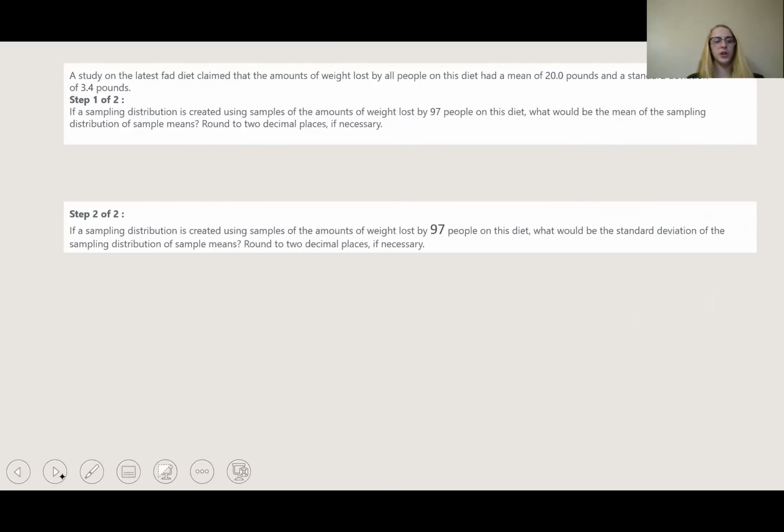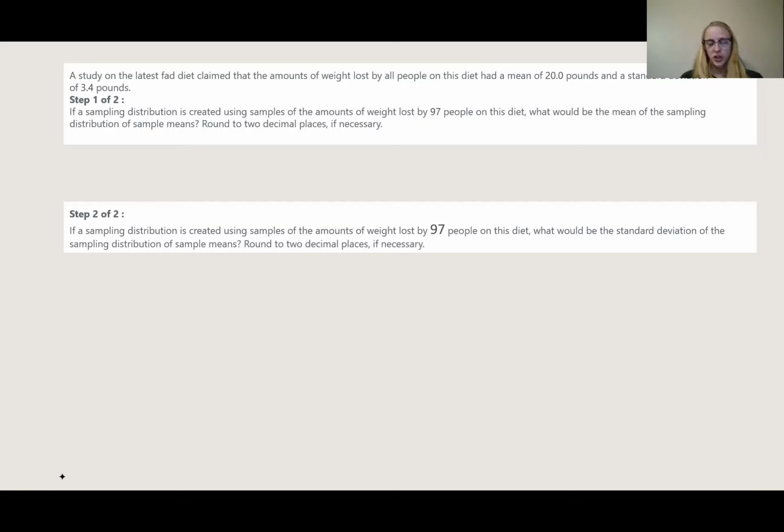All right, so here's more of a math-related one. It's a two-step problem. A study on the latest fad diet claimed that the amounts of weight loss by all people on this diet had a mean of 20 pounds and a standard deviation of 3.4 pounds. Question 1 says, if a sampling distribution is created using samples of the amounts of weight lost by 97 people on this diet, what would be the mean of the sampling distribution of sample means? Round to 2 decimal places if necessary.